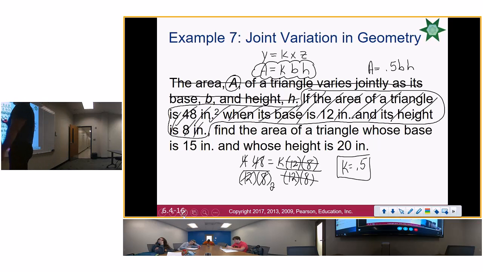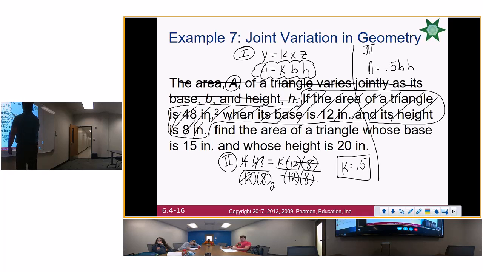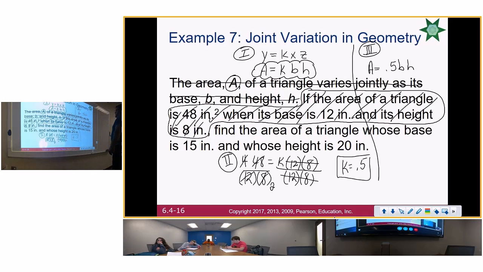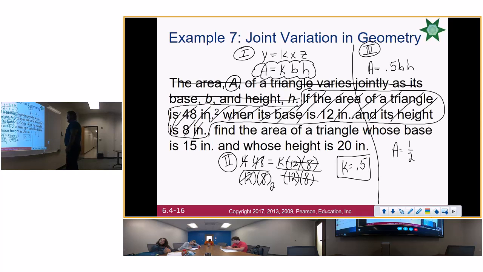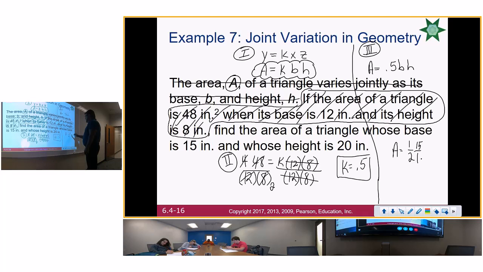So we'll call this part 1. We'll call this part 2. We'll call this part 3. So area is equal to 0.5. I'm just going to do 1/2 because I don't have a calculator and I don't want to depend on it. So 1/2 times 15 over 1 times 20 over 1.